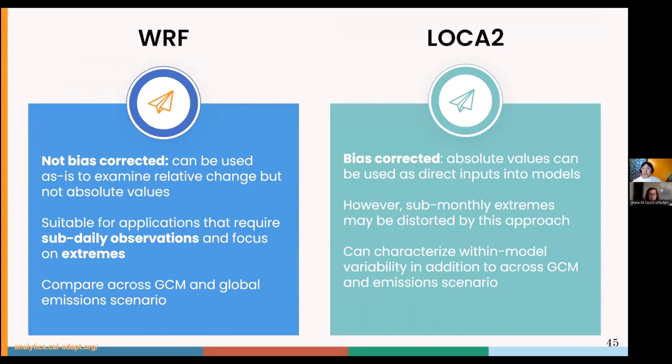So we have some guidance on our website about these two different types of data and how they can be used. They differ in their bias correction method, which impacts how you would use it. I'm happy to answer questions about this if people want to dig into it, but otherwise I think we can get to the next slide.